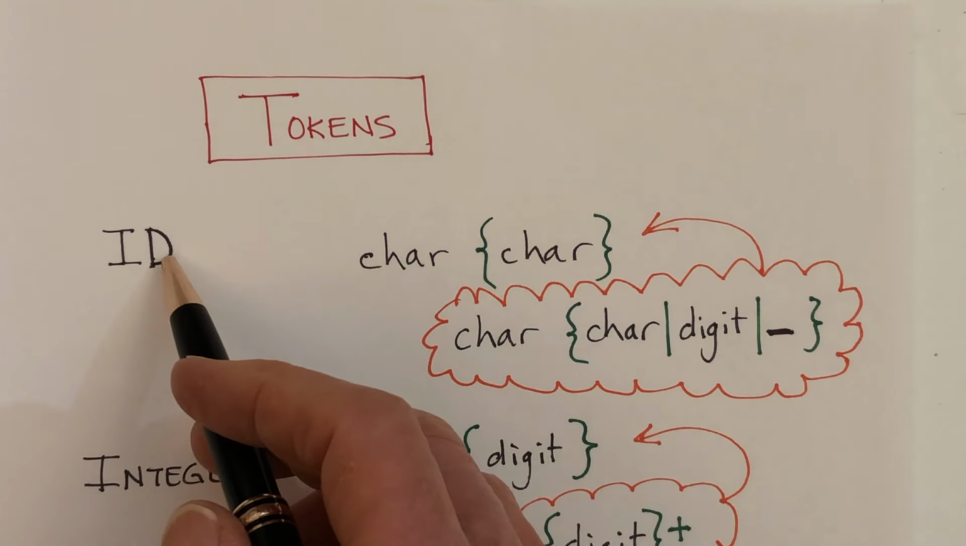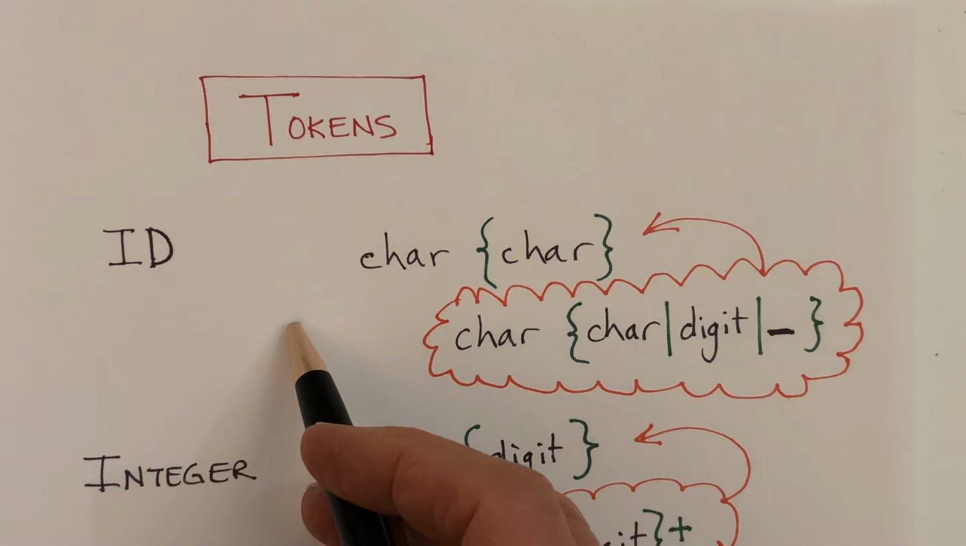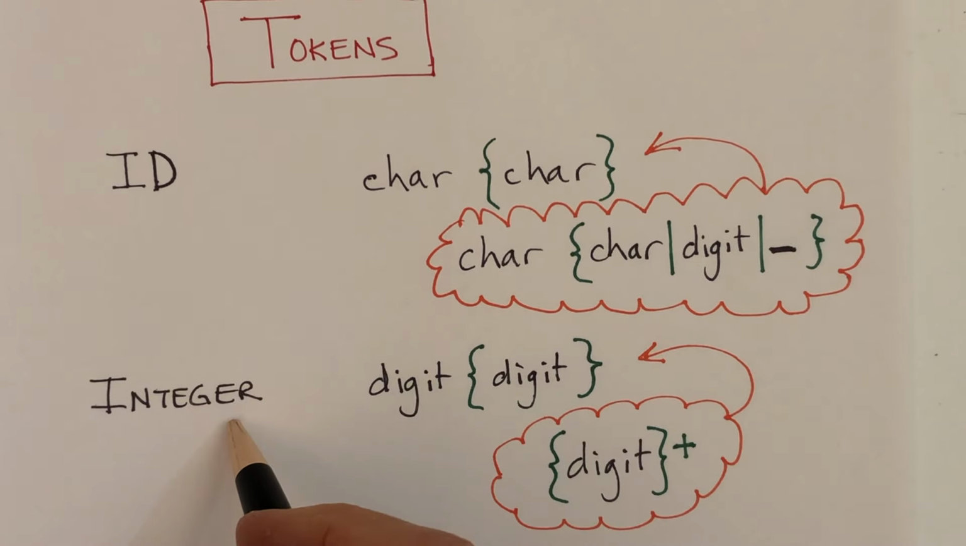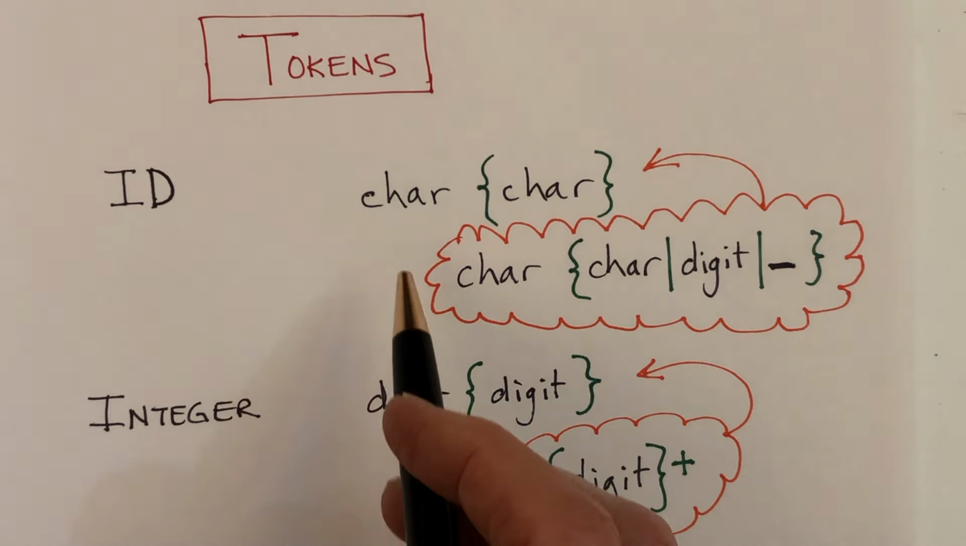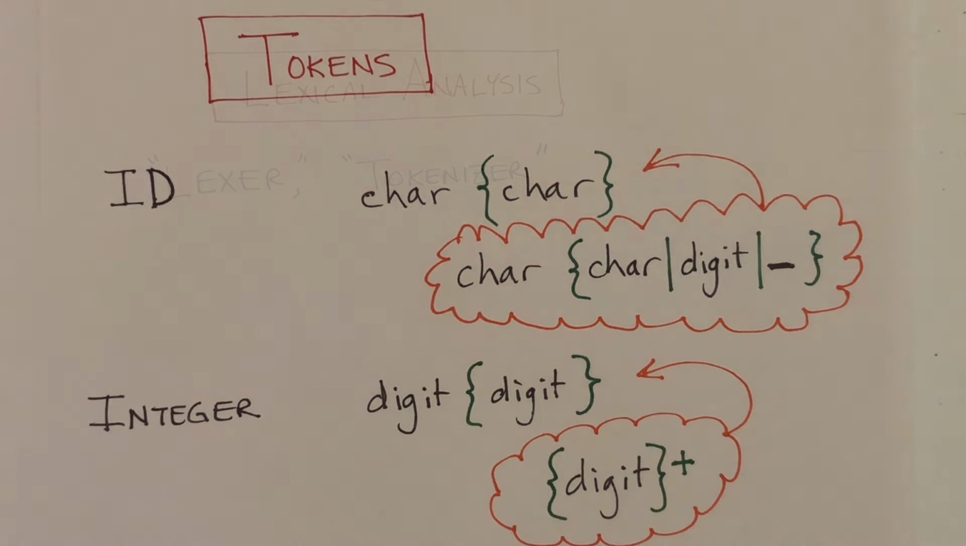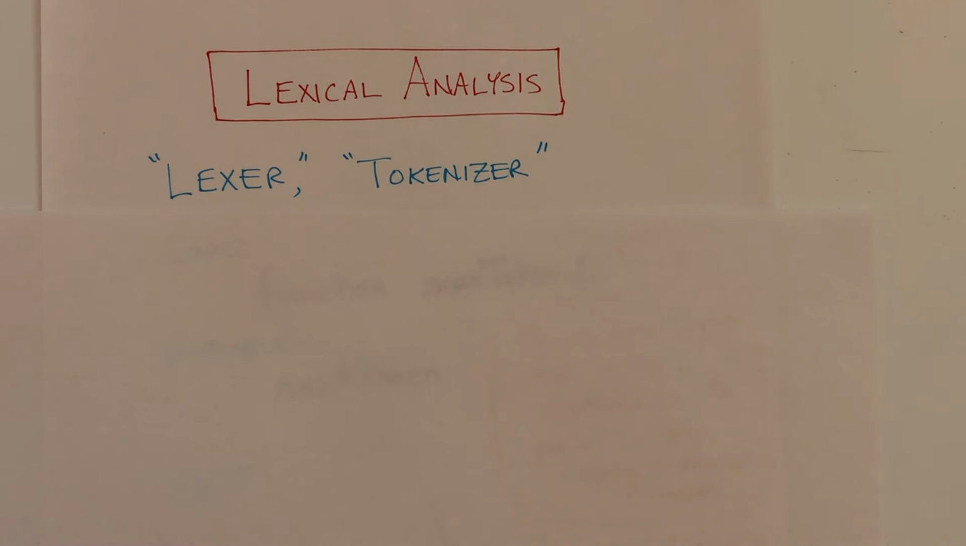The token could be an identifier, it could be a plus symbol or a multiplication symbol or a parenthesis, an integer, and so on and so forth. So we'll view the input as a sequence of tokens. Before we can parse the input, we need to break it up into a sequence of tokens.